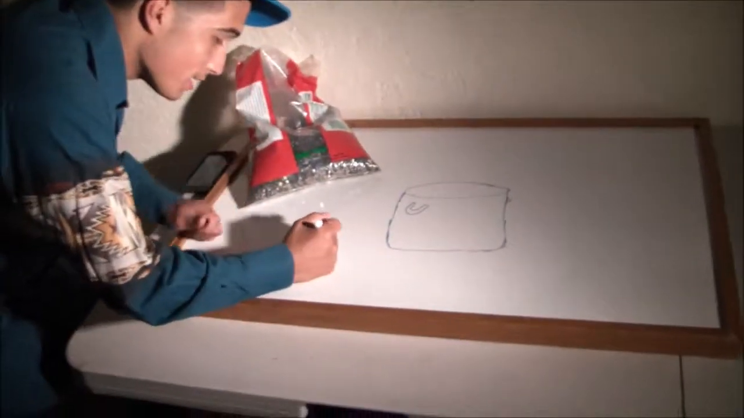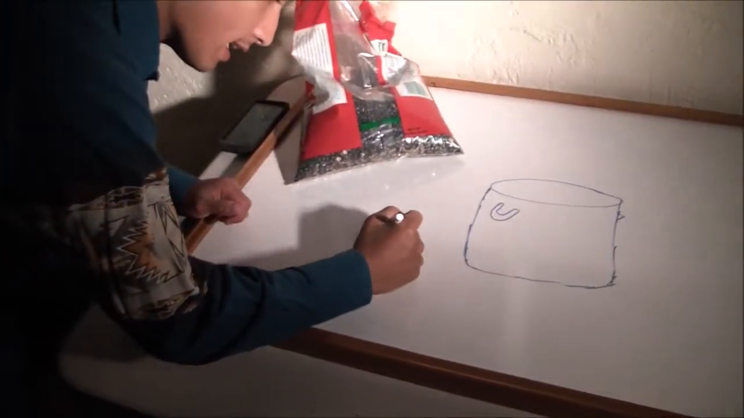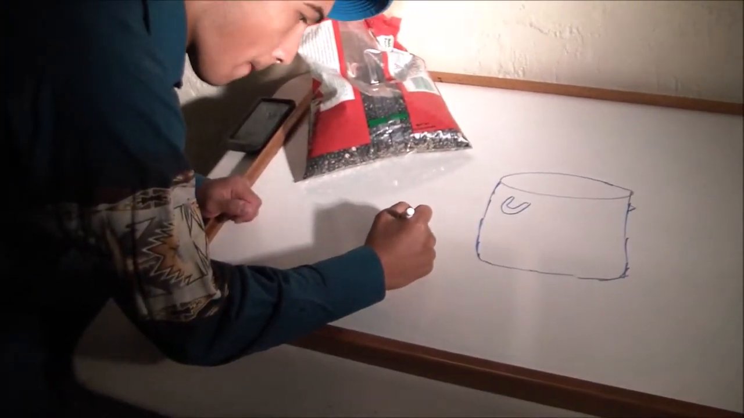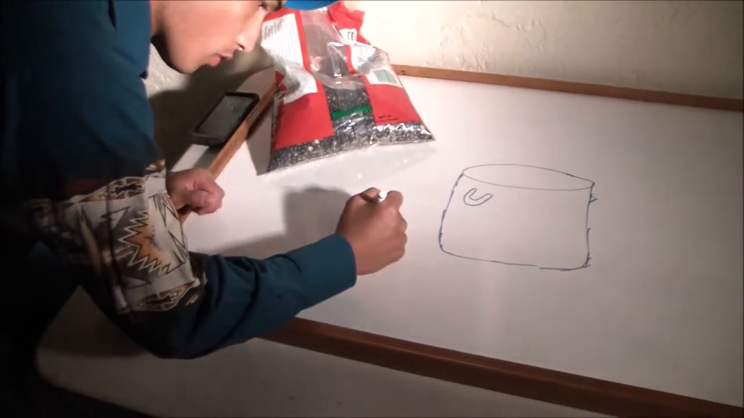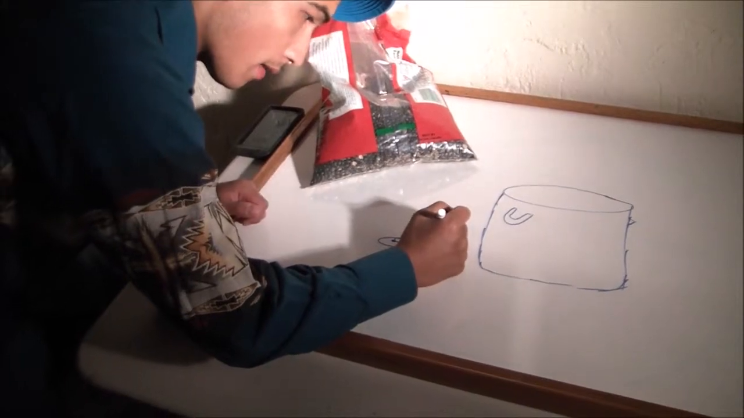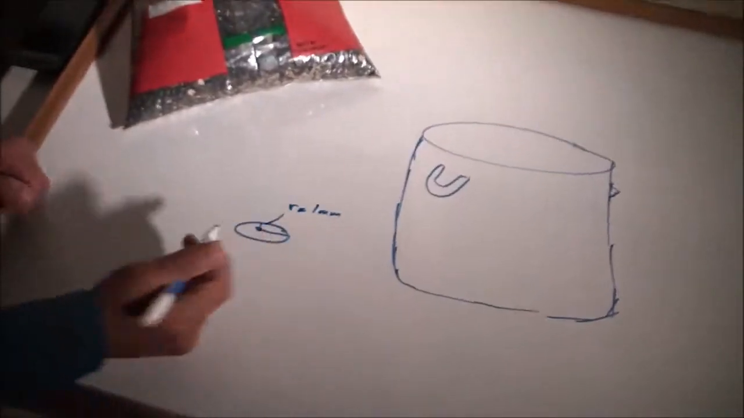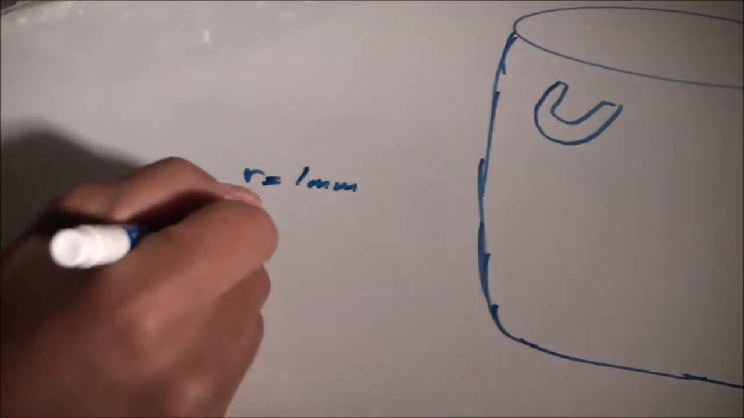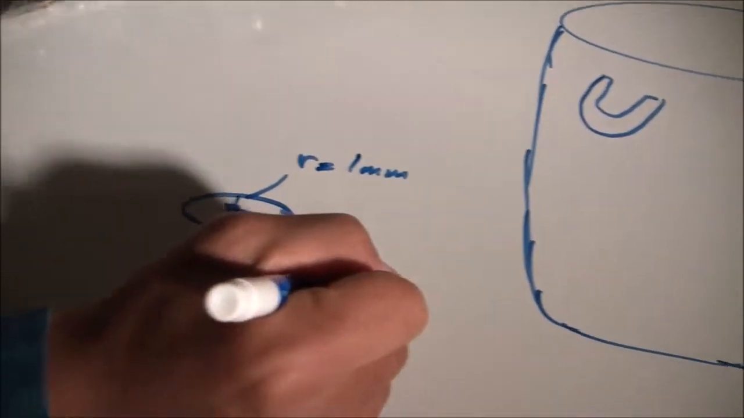So, I gotta approximate the area of it, more or less, an ellipse, you know? So, let's just say, this radius, 1 millimeter. Acá, 3 millimeter.